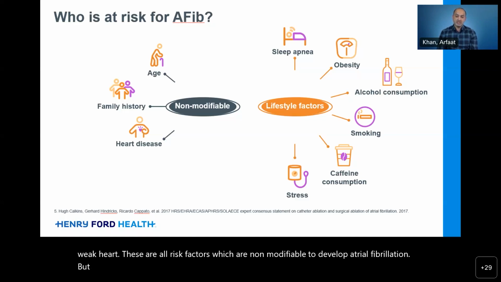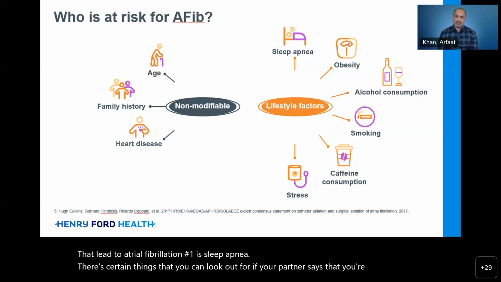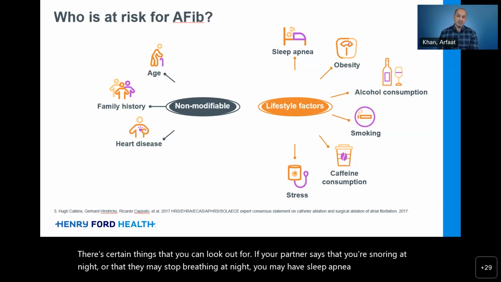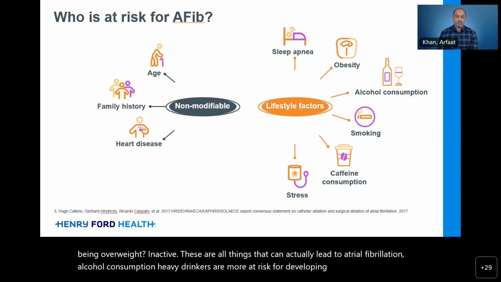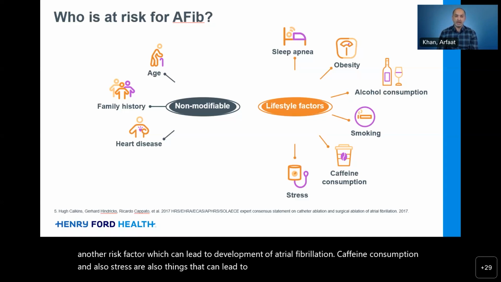But what are some of the things that you can control that lead to atrial fibrillation? Number one is sleep apnea. There's certain things that you can look out for. If your partner says that you're snoring at night or that you may stop breathing at night, you may have sleep apnea. Number two is obesity, being overweight, inactive. These are all things that can actually lead to atrial fibrillation. Alcohol consumption. Heavy drinkers are more at risk for developing atrial fibrillation. Smoking is another risk factor which can lead to the development of atrial fibrillation. Caffeine consumption and also stress are also things that can lead to the development of atrial fibrillation.